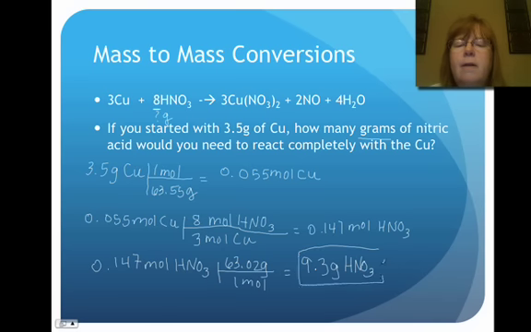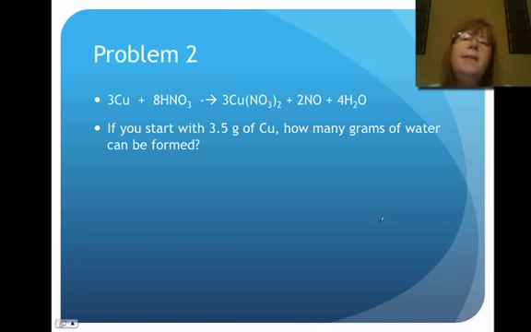All right, let's go ahead and try another problem. Okay, we're using the same balanced equation. We're starting with the same mass of copper, but this time they're asking us how many grams of water can be formed. Well, first thing we have to do is get moles of copper. Then how do we get over here to water? Mole-to-mole ratio. Then we'll have moles of water, but we want grams, and then we'll use water's molar mass.